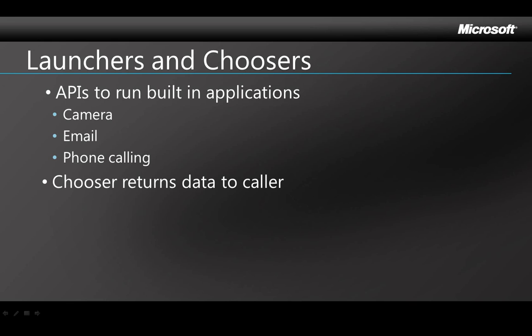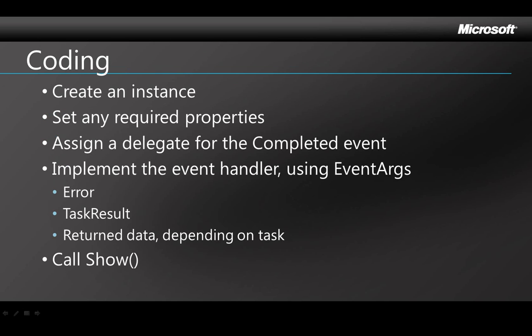They're APIs to run a built-in application like the camera or email or phone calling or others. The difference between them is that a launcher doesn't return any data to the calling application, but a chooser does. The basics of using either a launcher or a chooser are simple.